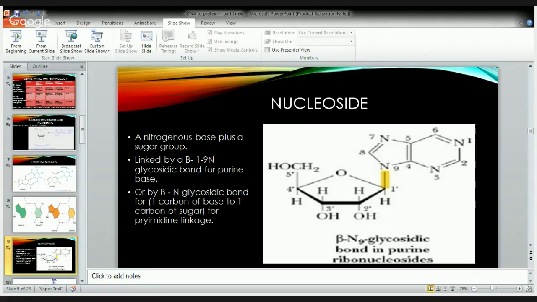And let's go to the next one. Remember how we added the base and the sugar with the glycosidic bond, the beta-9? We're going to do a similar thing with adding the phosphate group here, and that's called phosphorylation. Phosphorylation means to add a phosphate group, and that's done by what's called a transferase, a phosphotransferase, or a kinase.